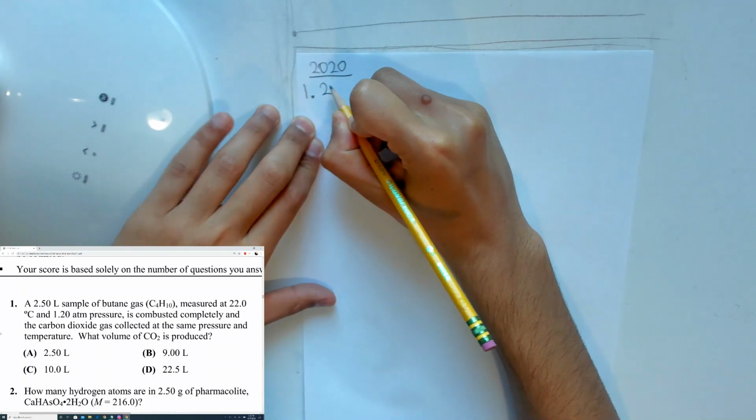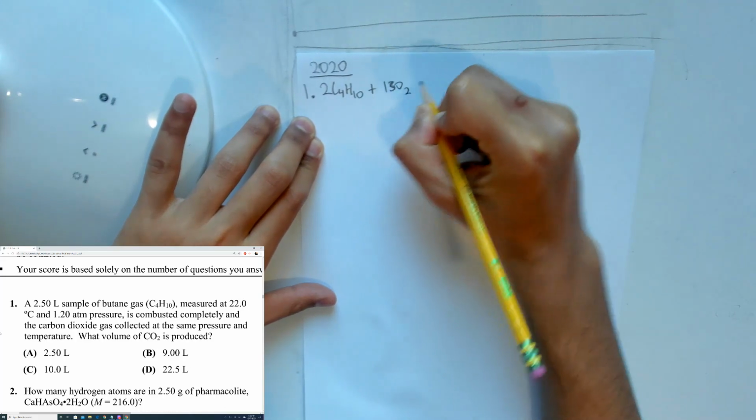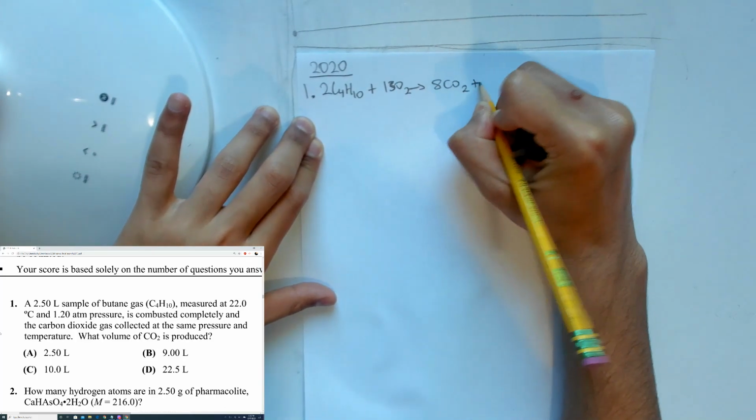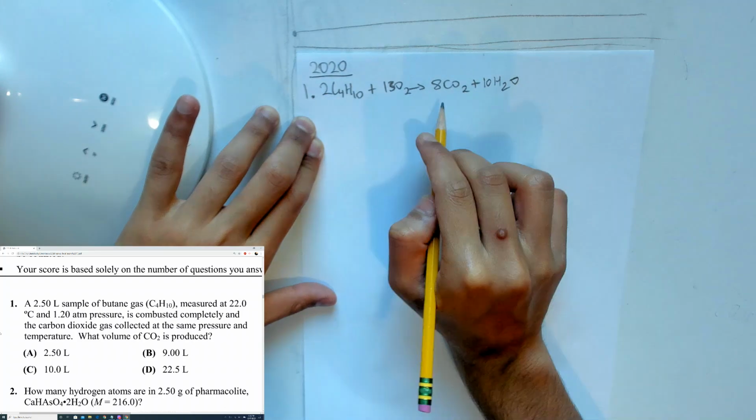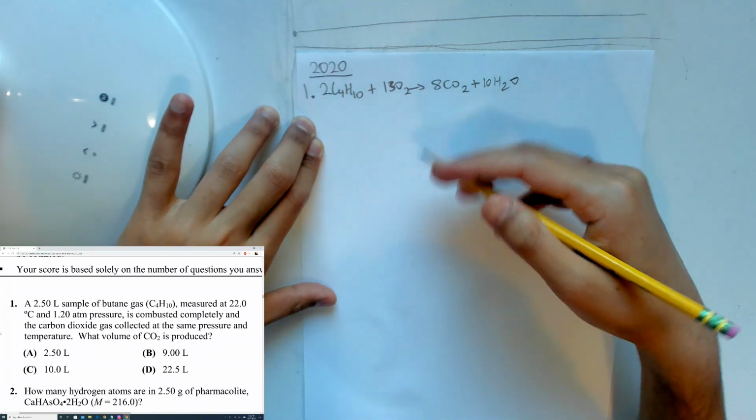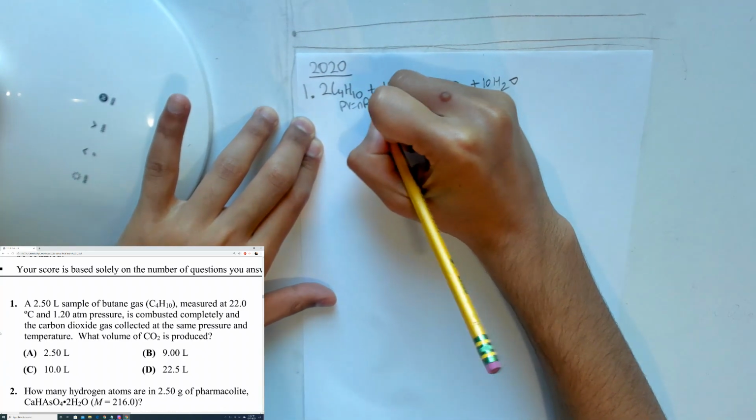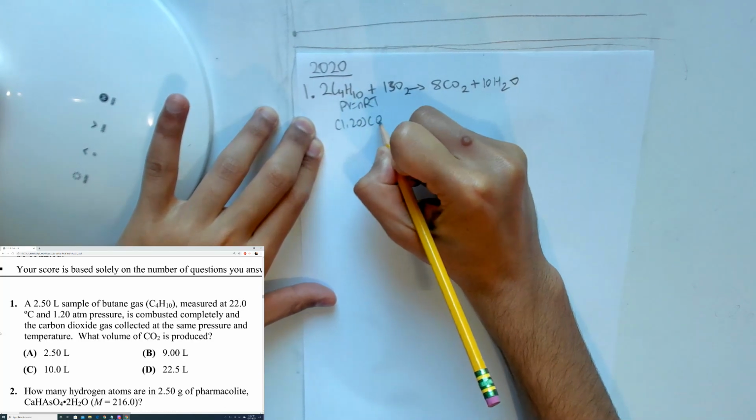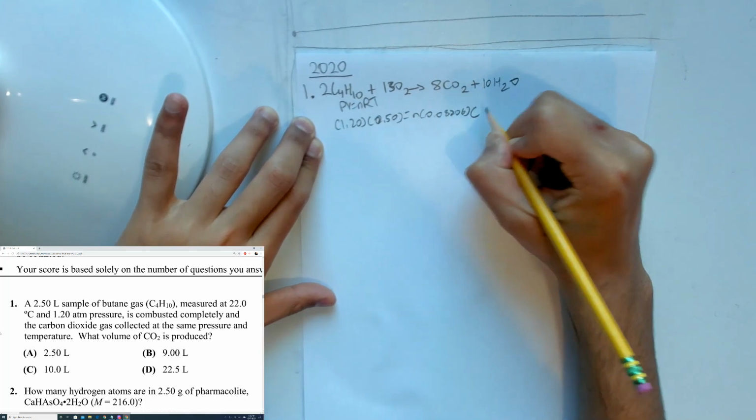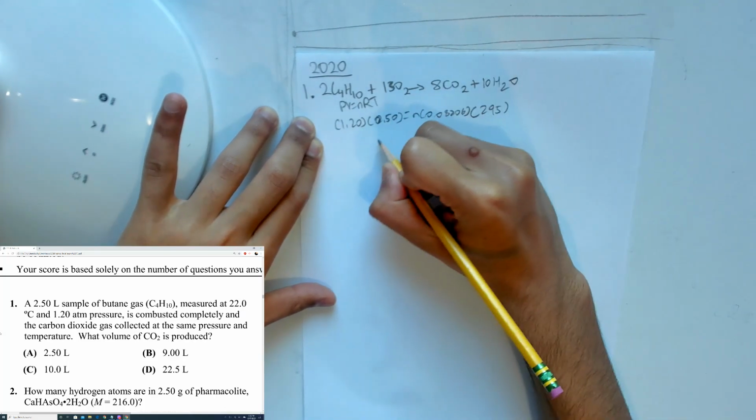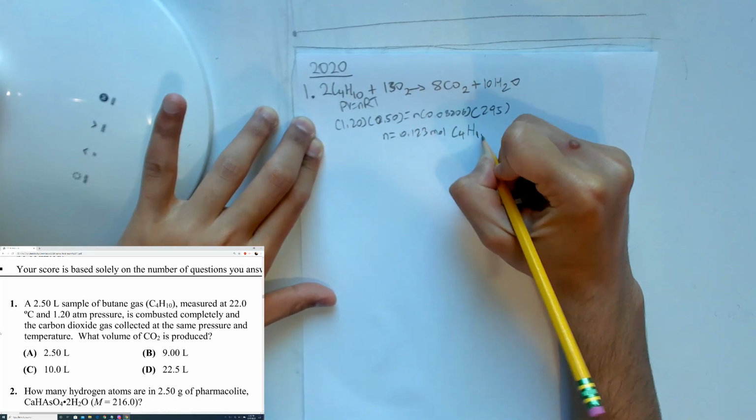The balanced reaction of butane's combustion gives us a 1:4 ratio of butane to carbon dioxide. Now we have to find the moles of butane using PV equals nRT. When we solve for n, n equals 0.123 mole of C4H10, right?